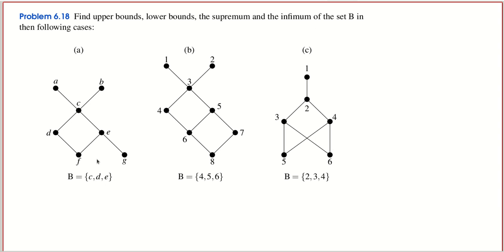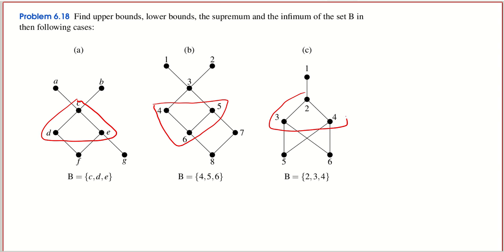The set is CDE. CDE is here, right? In the second one, the set is 4, 5, 6, so it's this one, and in this one is 2, 3, and 4, so it's this one. All right, and what we're going to do is to identify now what are the upper bounds, lower bounds, etc.